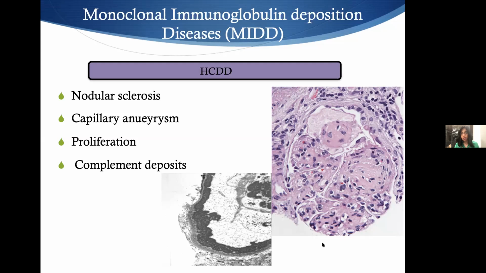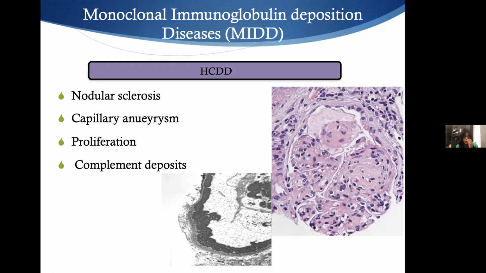And you have this nodular sclerosis pattern, and by electron microscopy, these deposits are not immune complex. They are finely granular deposits, but they are more dense than the light chain deposit. They are bigger, basically. And sometimes you can get complement deposits.